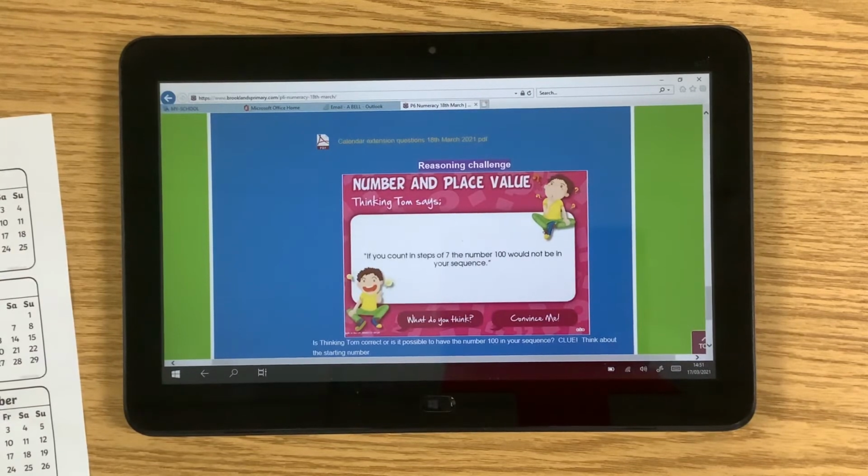Okay, it doesn't say we have to start at 1 or 0. So is it possible to have 100 as an answer if I'm counting in groups of 7? Have a good think about it.